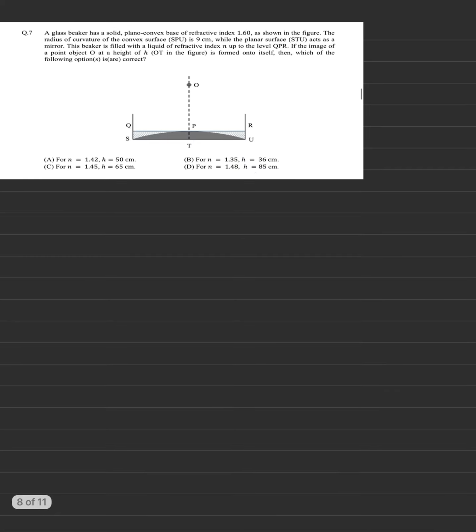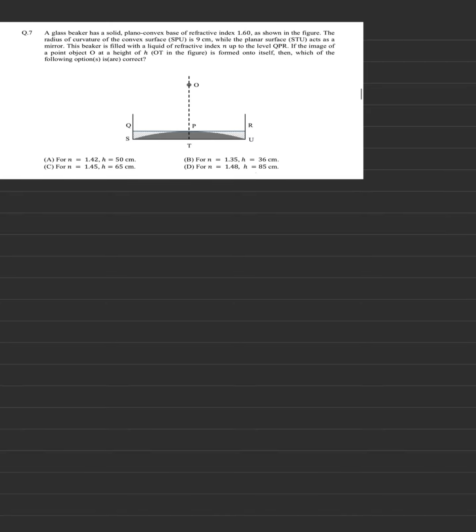A glass beaker has a solid plano-convex base of refractive index 1.60 as shown in the figure. The radius of curvature of the convex surface SPU is 9 cm, while the planar surface STU acts as a mirror. This beaker is filled with a liquid of refractive index N up to the level QPR. If the image of a point object O at a height h, OT in the figure, is formed onto itself, then which of the following options are correct?